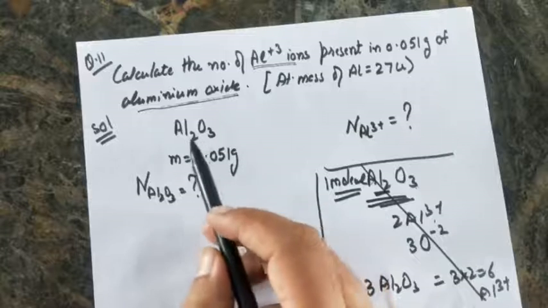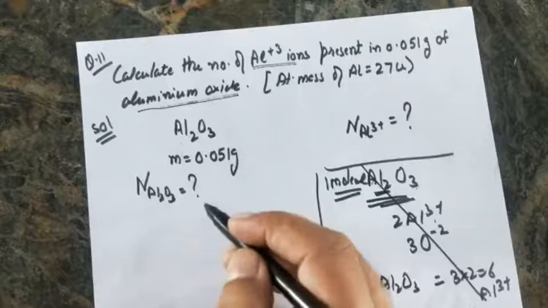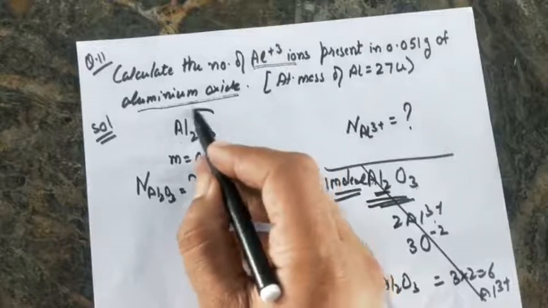Moreover, students, formula is Al2O3. Therefore, the formulas that you will be using to solve these questions, they are applicable to this substance only.